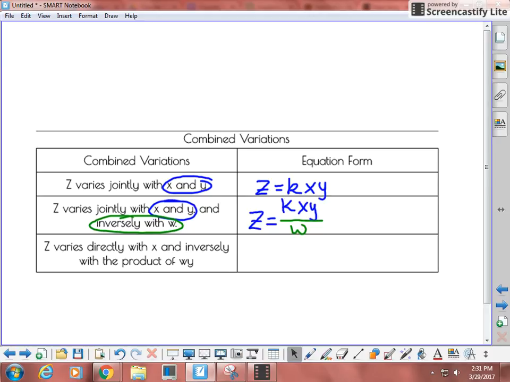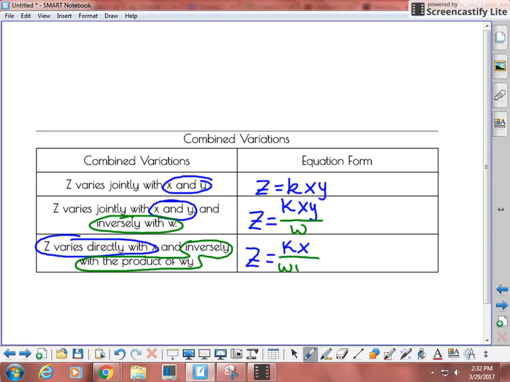Okay, so then in our last one, z varies directly with x. So that's the first part, directly with x. So z equals, the k is on top, directly with x, and then inversely with the product of w and y. Product means multiplied together, so w and y are just multiplied together there.